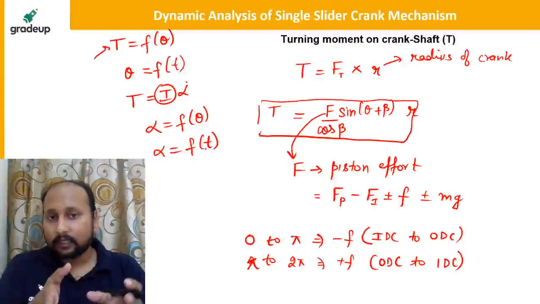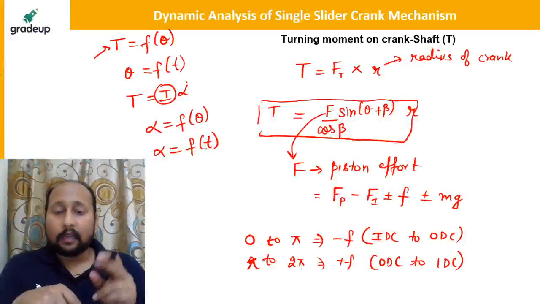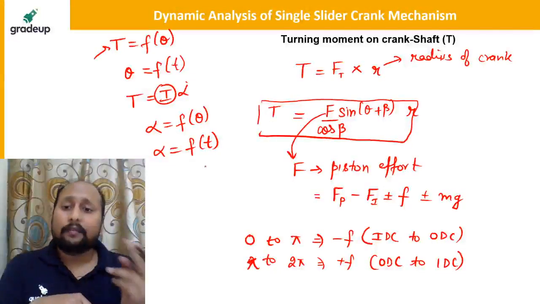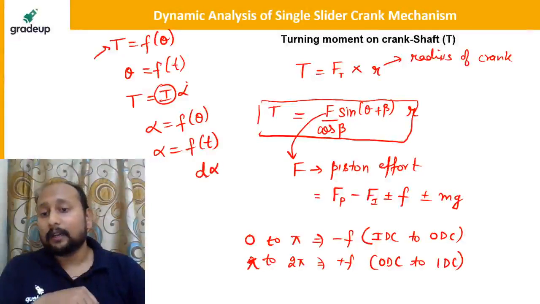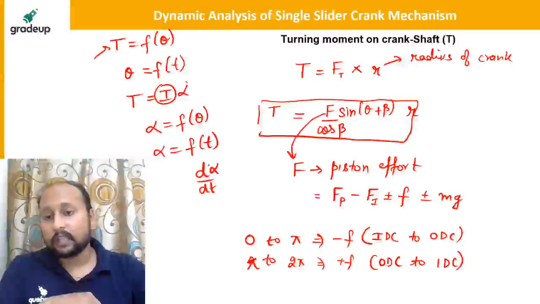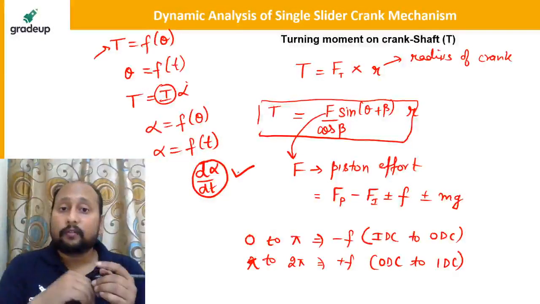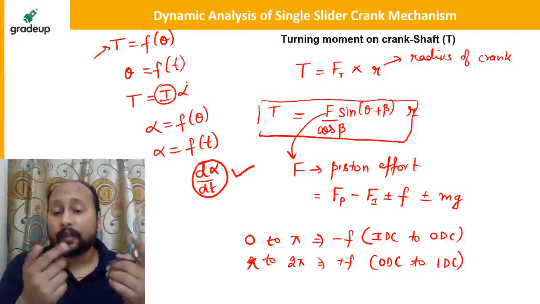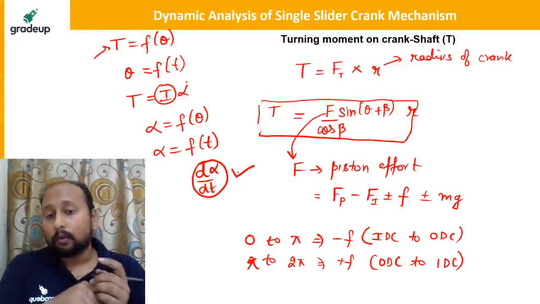Don't worry. If I say angular acceleration is changing at every instant, what is the meaning of that? That means we have a rate of change of angular acceleration. What is the rate of change of angular acceleration, or rate of change of acceleration? Please tell me quickly. What is that term called? Anyone who knows this answer?